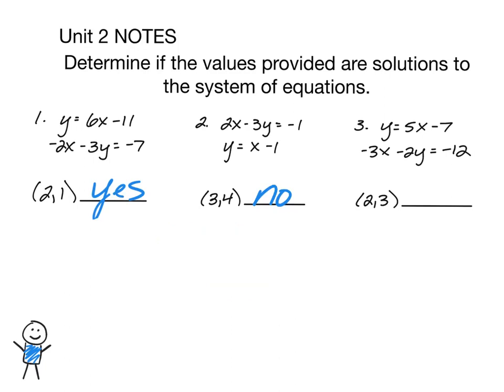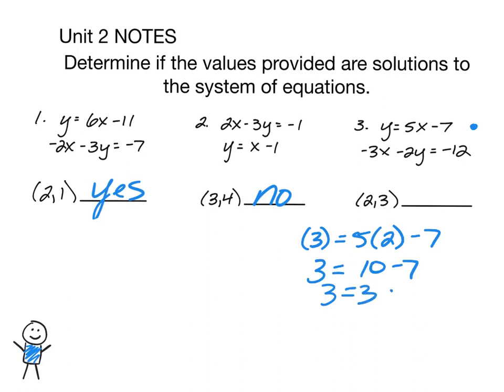Now let's test the point for number 3. So we have y is equal to 5 times x minus 7 from the first equation up here. And the x value is a 2, and the y value is a 3. And let's see if this works out. 3 is equal to 10 minus 7, which gives me 3 equals 3, and that is true. Now we have to plug it into the second one.